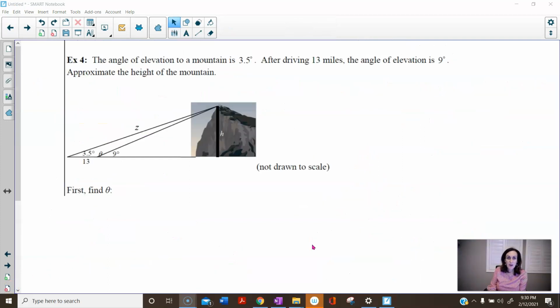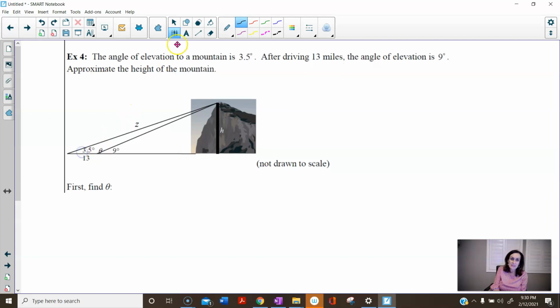Here's an application problem. The angle of elevation is the angle looking up to the top of the mountain. So from eye level, this angle of elevation is 3.5. Here is your angle of elevation up to the top of the mountain. You drove for 13 miles, and then the new angle of elevation ended up being 9 degrees. So the closer you get to the mountain, the more you have to look up to see the top. The question is, how tall is the mountain? So we're looking for that height.